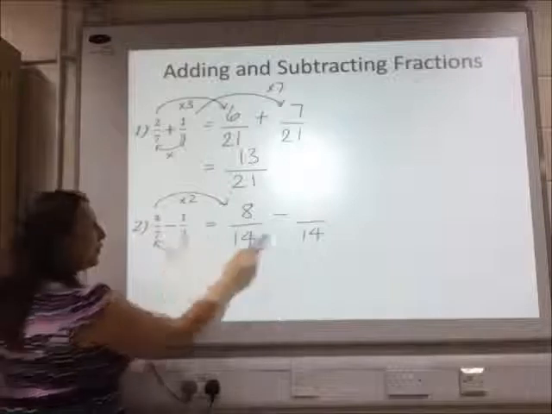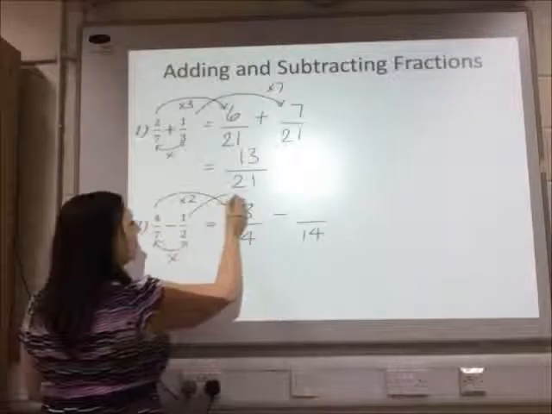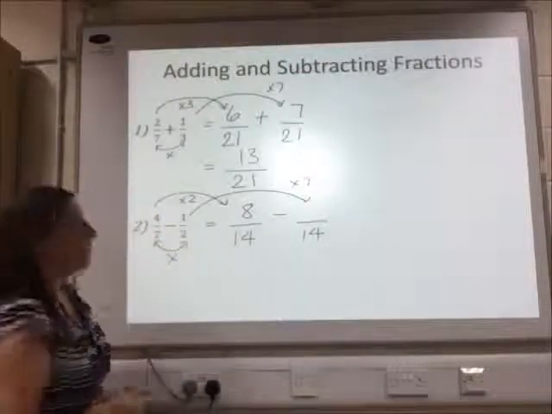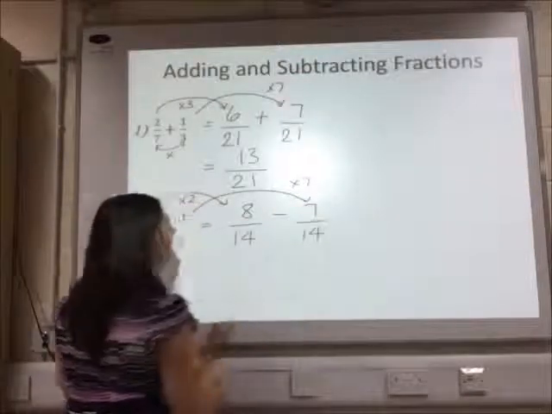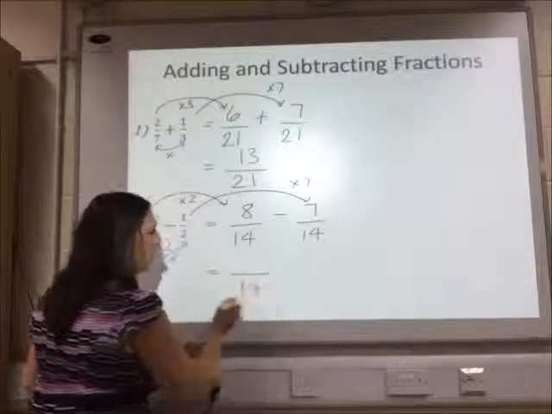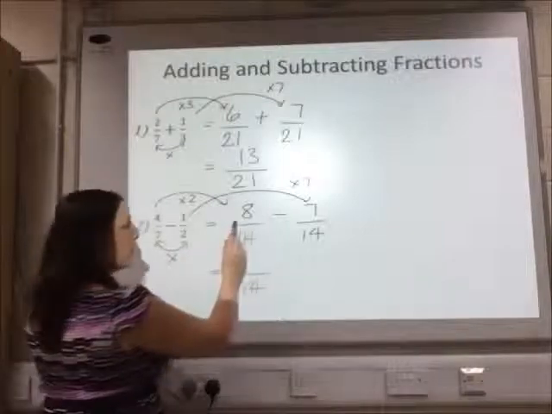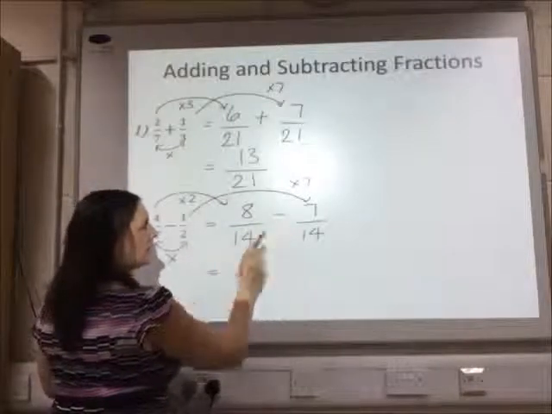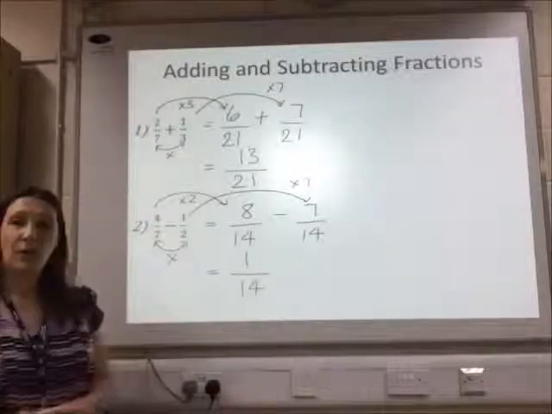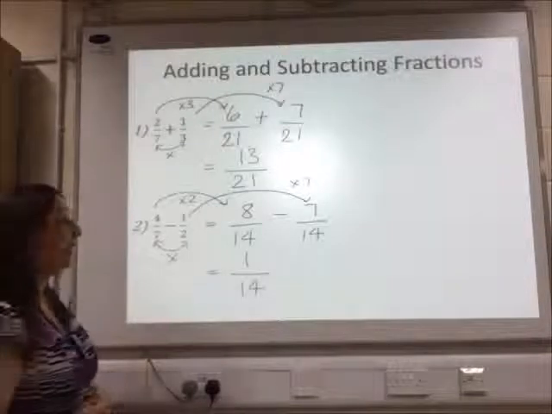To get from 2 to 14, I had to multiply by 7, and so I multiply the number 1 by 7 to give me 7. As with addition, the denominator now remains the same, so it remains as the number 14. We take away across the top, 8 take away 7 will give me the number 1. As this fraction will not cancel down, 1 over 14 is our final answer.